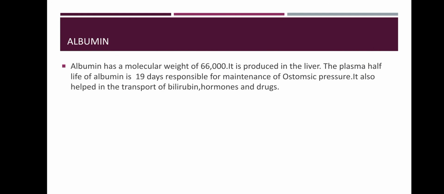Albumin has a molecular weight of about 66,000. It is produced in the liver. The plasma half life of albumin is 19 days, and it is mainly responsible for maintenance of osmotic pressure. The main thing we should note is that albumin maintains the osmotic pressure.